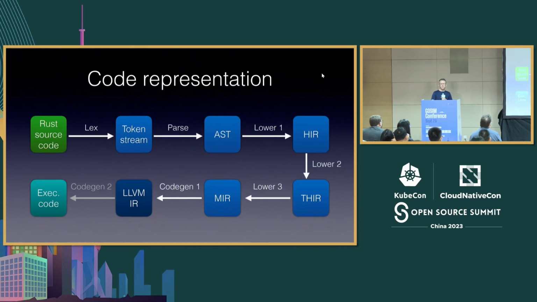When it comes to understanding the internals of a compiler, a really good way to approach it is to look at how it represents code. Rust has a number of different representations that it goes through. There's a lot to take in on this slide. I'm going to step through it one piece at a time, so you don't have to understand it all at once. And I will come back to this slide a number of times.